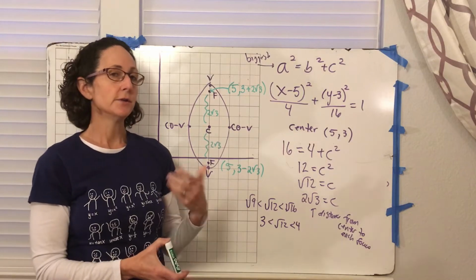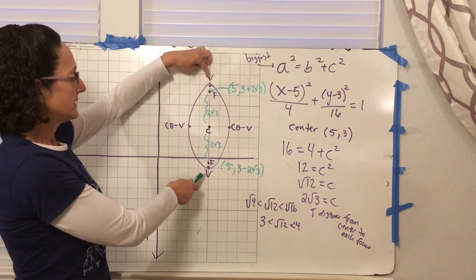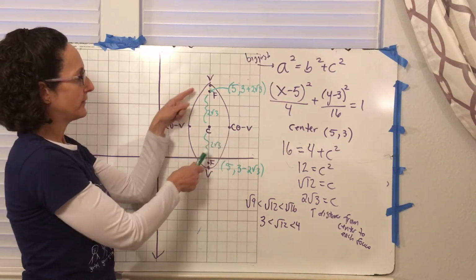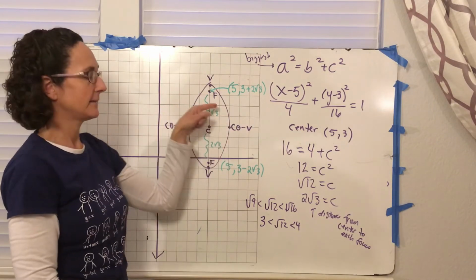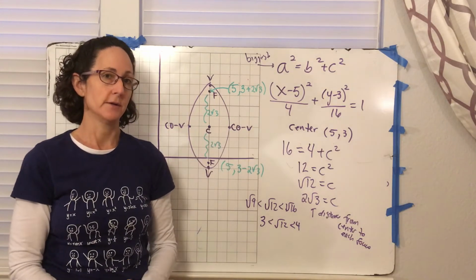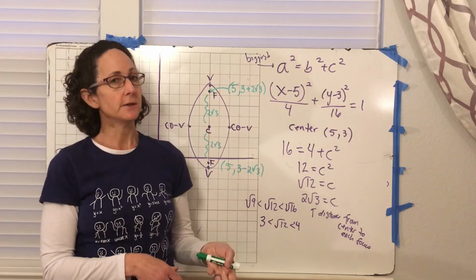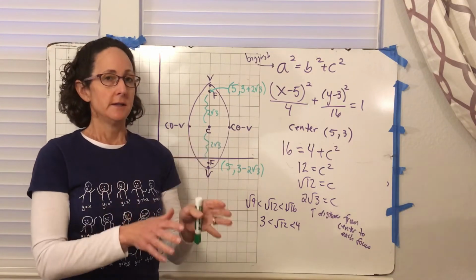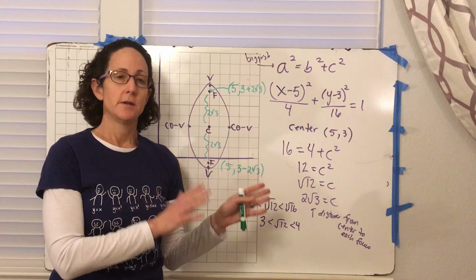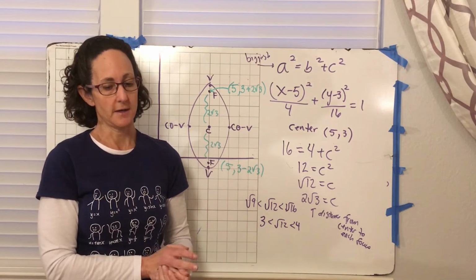So when you do your homework, this is what it should look like: the vertices, the co-vertices labeled, the foci labeled. At any point that's not on an exact grid spot, you need to write the coordinate for me. All right, we're going to do one more example. You have a choice. You can see the example, try to do it yourself, and then watch the video to see if you did it right, or you can just listen to me explain it one more time.